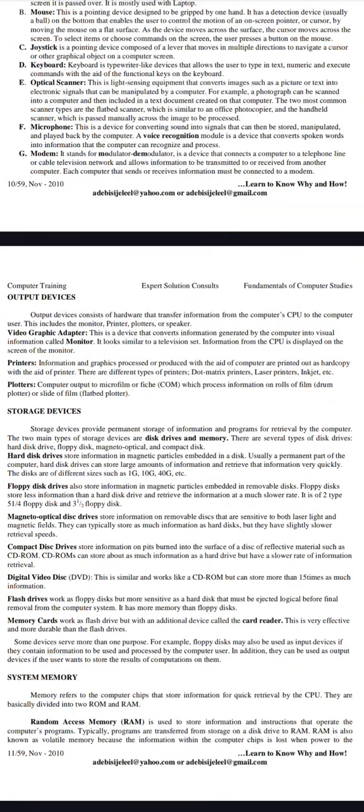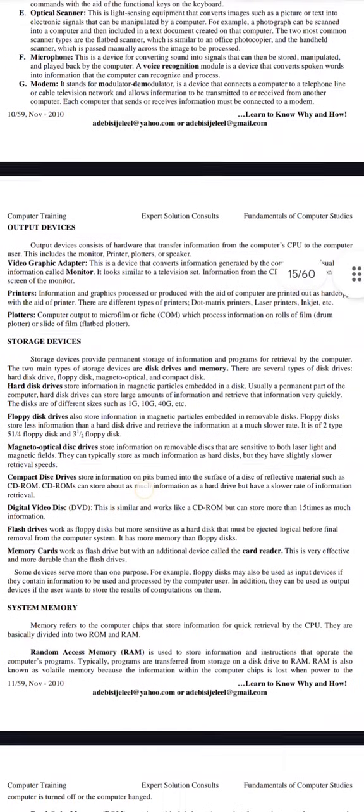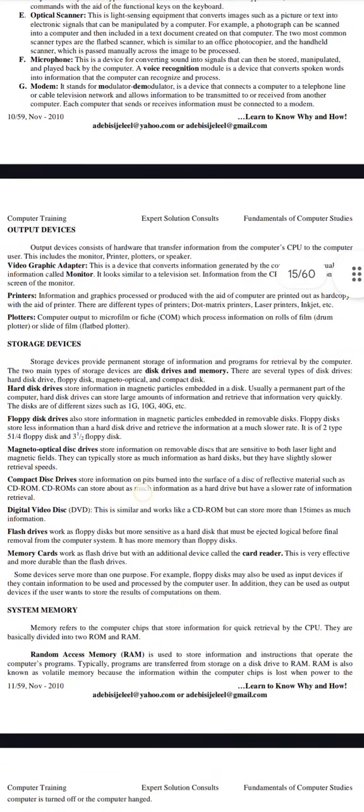System memory is the random access memory. It is used to store information and instructions that operate the computer program. Typically, programs are transferred from storage on a disk drive to RAM. RAM is also known as volatile memory because the information within the computer chips is lost when power to the computer is turned off.